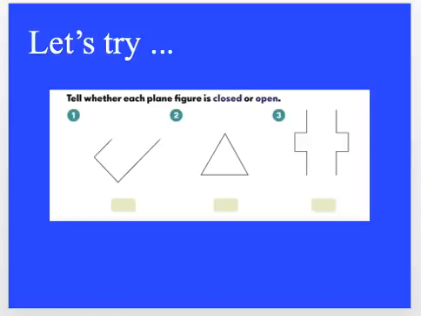Okay. In your notebook, write down whether each figure is closed or open. Go ahead. All right, we should have said that this one is open, closed, open. And number 2 is a polygon. Nice job.